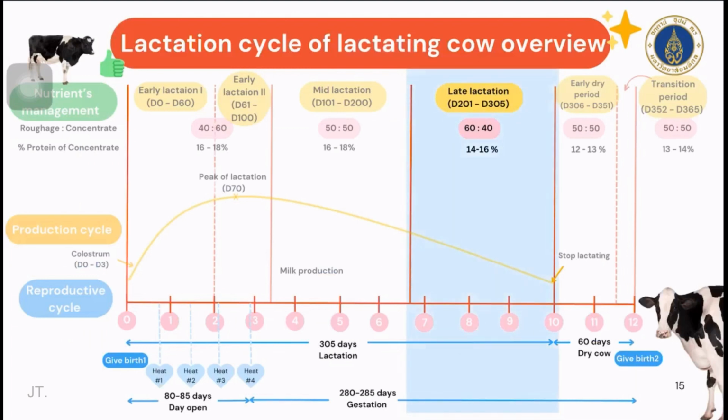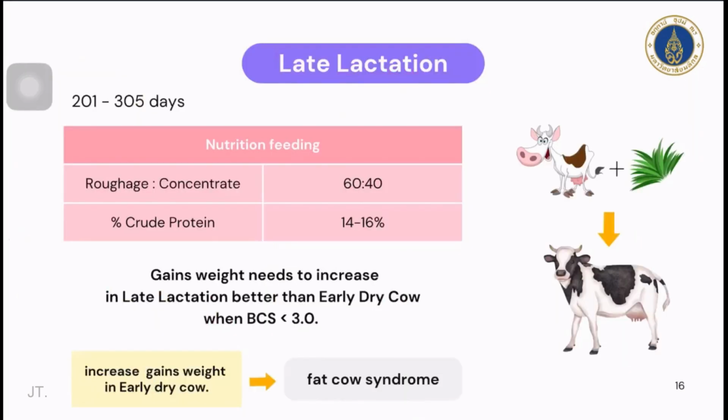Late lactation. This stage is 201 to 305 days after calving. During this stage, milk yield continues to decline. The proper ratio of roughage to concentrate is 60 per 40, which includes 14 to 16% of crude protein. The cow also gains weight during this period better than in the dry period, so when you find a thin cow, or one with a body condition score less than 3.0, feed it accordingly. Gaining weight during the dry period may lead to fat cow syndrome.